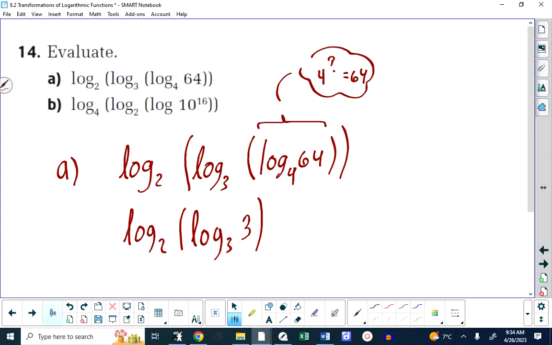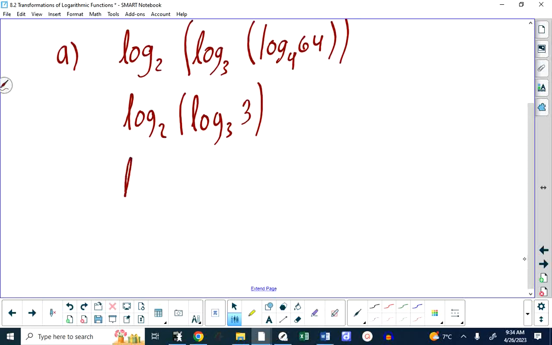And that means that now this is log base 2 of 1, because log base 3 of 3 is 1. And I don't even need the brackets anymore, really. Log base 2 of 1 is saying, to what do I raise 2 to get 1? The answer is 0. 2 to the 0 is 1. So this works out to be 0.